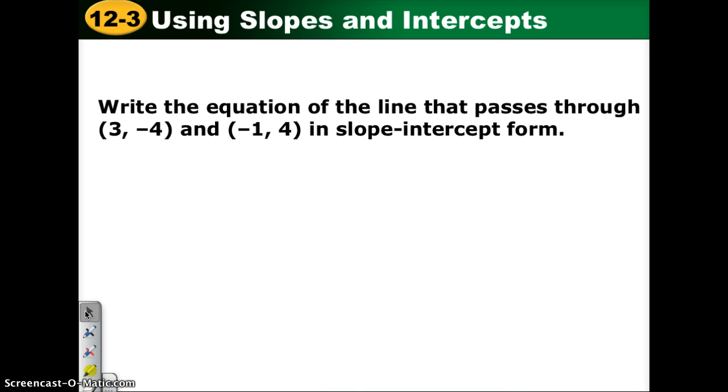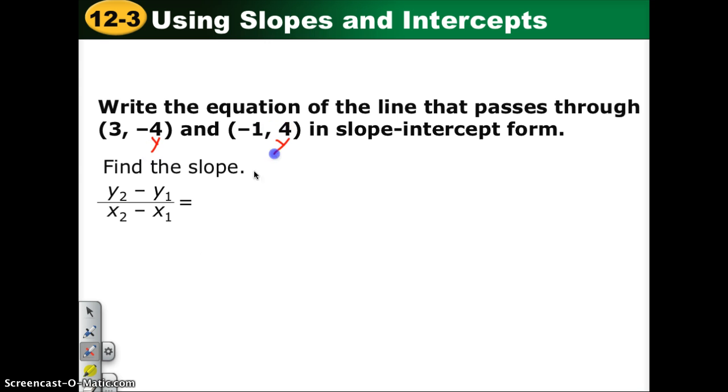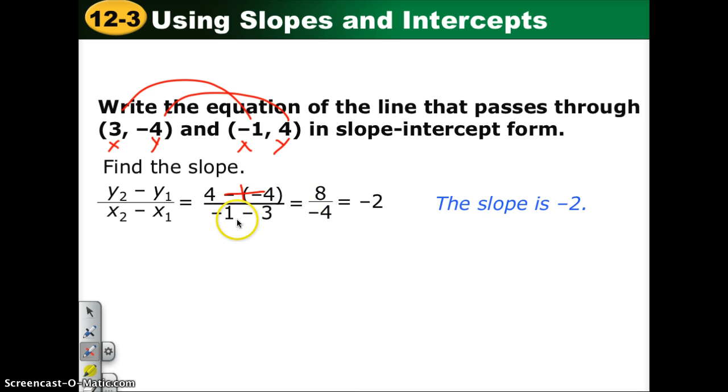Let's look at another one. Write the equation of the line that passes through (3, negative 4) and (negative 1, 4) in slope-intercept form. So we need to find the slope. So we subtract the y values. And the 2 just means it's the second one, and the 1 means it's the first one. So just that we're working backwards. And we subtract the x's in the same order. So we took 4 minus negative 4, negative 1 minus 3. 4 minus negative 4 becomes a plus, so we get 8. Negative 1 minus 3 is negative 4. That reduces to negative 2.